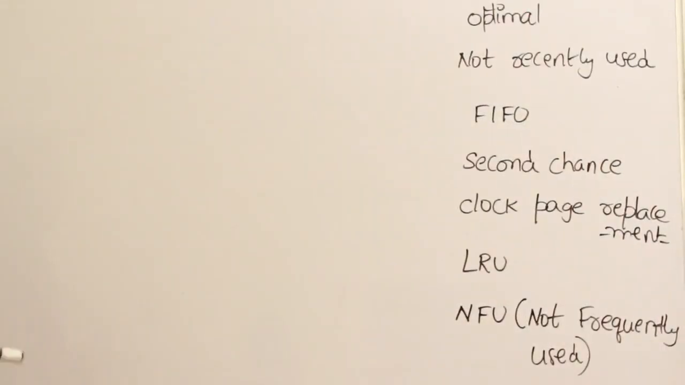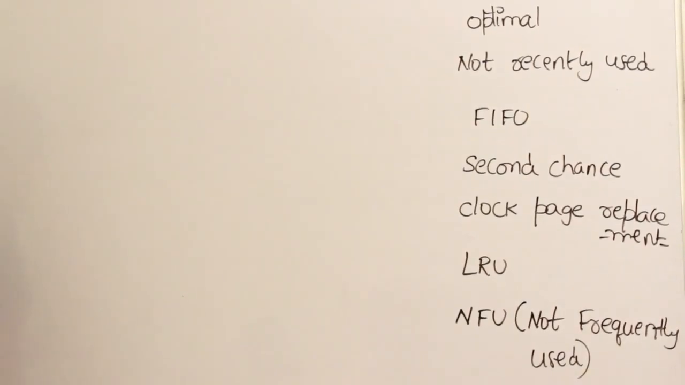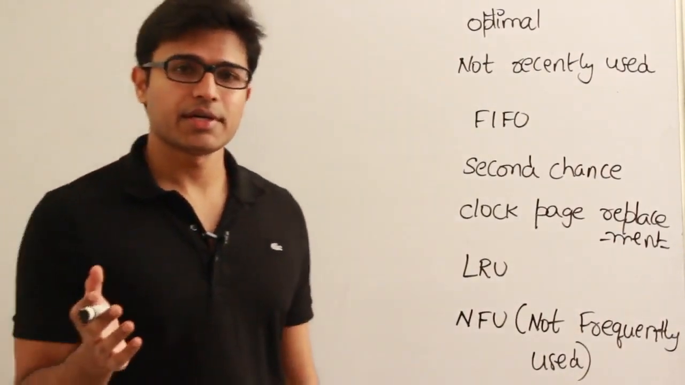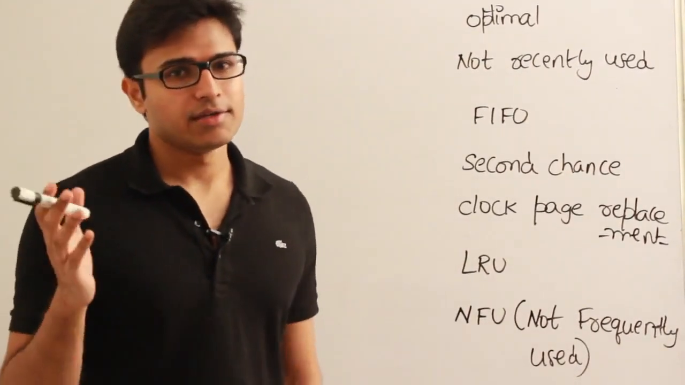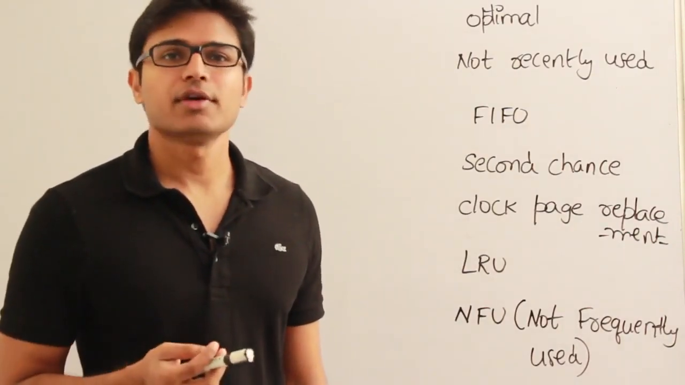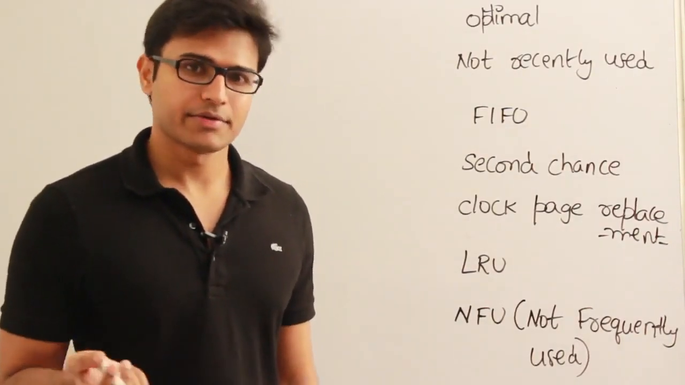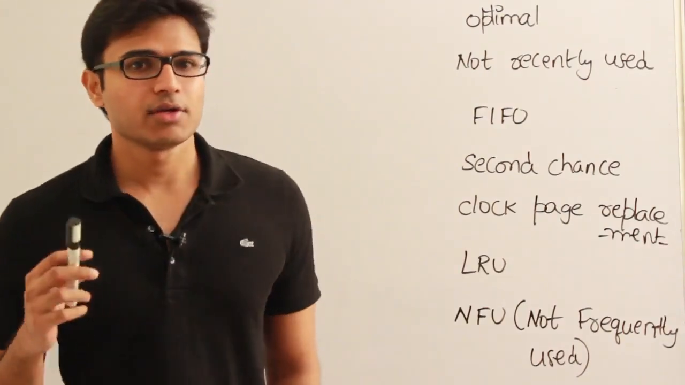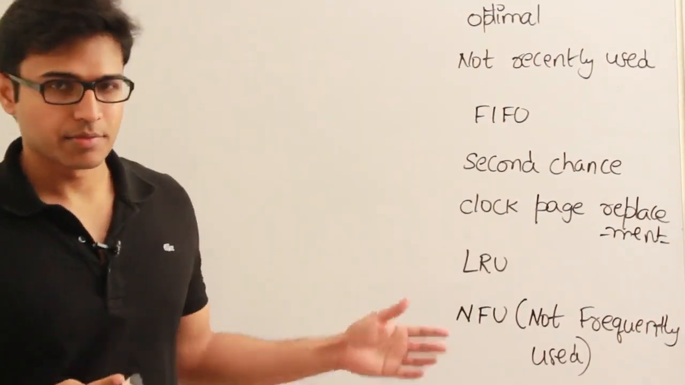Let's now look at first in first out. So it is a queue, right? First in first out means whichever page has entered first into the memory is the first one to leave, right? It is very simple to implement. Anyway, I'm going to show you in data structures how to implement a queue using a linked list. The same concept is used here.